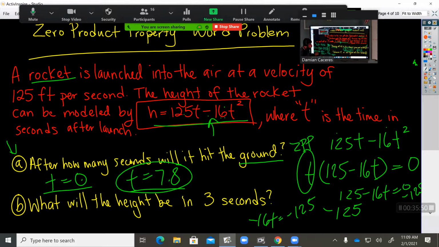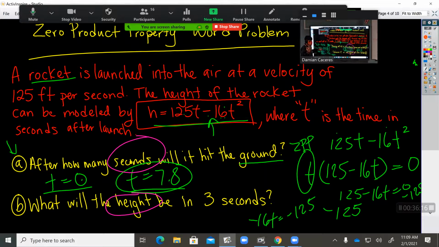Now, this is a two-part question. So pay very close attention to this part. Here it says, what will the height be? Did they ask for height on the first question? No, they asked for seconds. So here's the hint for you. Whenever they ask for seconds, you're always doing this. Always. Okay? There's three ways to do this.